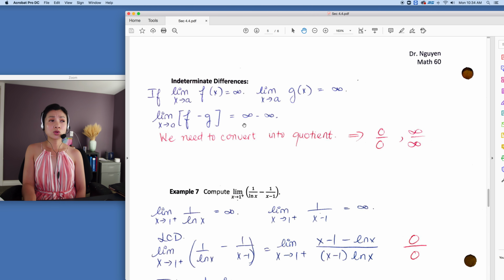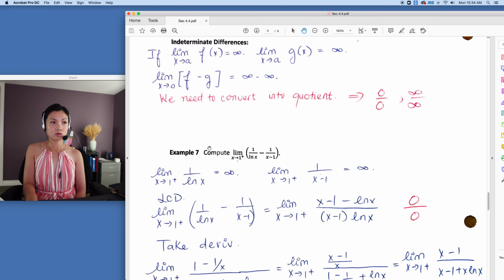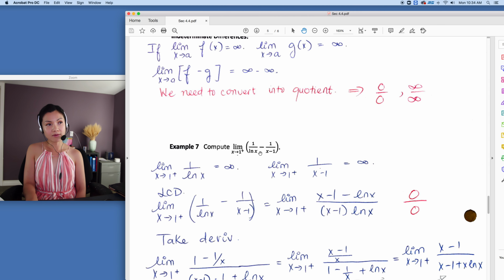All right, so what we have right here is the difference. So you have f minus g, which is infinity minus infinity. Once again, I'm going to convert to a quotient so we can use l'Hopital. So compute, we have 1 over x minus 1 over x minus 1. So you see right here we have an infinity minus infinity, right?